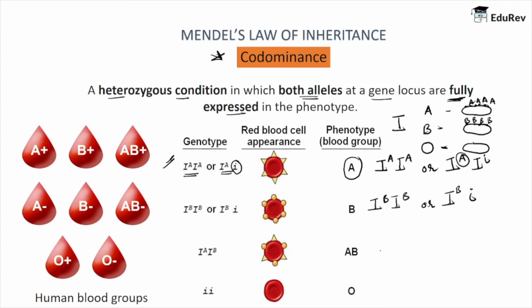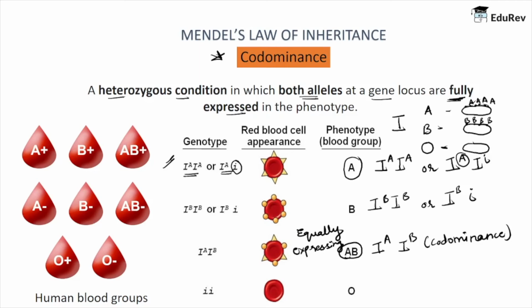So in some humans, you might have seen that a person has blood group AB. It can be written as IA and IB. Now, both are dominant, but they are not dominating each other. That is why this condition is codominance, where A and B are equally expressing. They are equally expressing, but not dominating.